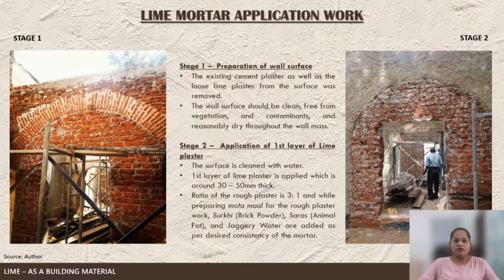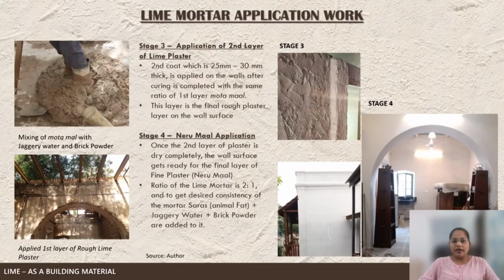The ratio of the rough plaster is 3:1, and while preparing the motamal for the rough plaster, surki plus jaggery water is added as per the desired consistency. Application of a second layer: the second coat, which is about 25 mm to 30 mm thick, is applied on the wall after curing is completed, with the same ratio as the first layer of motamal, and this is the final layer of rough plaster on the wall surfaces.